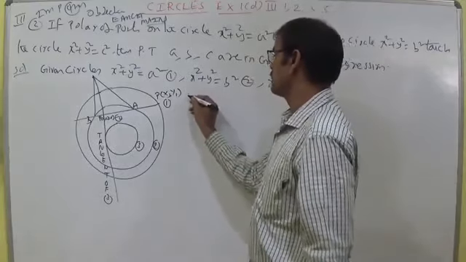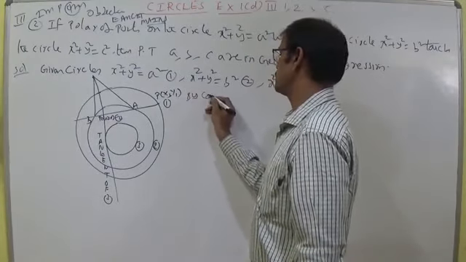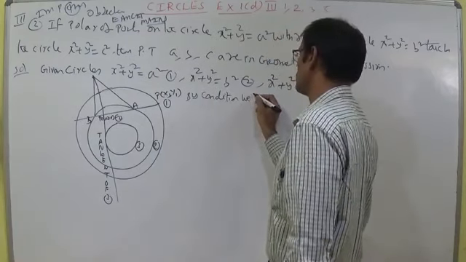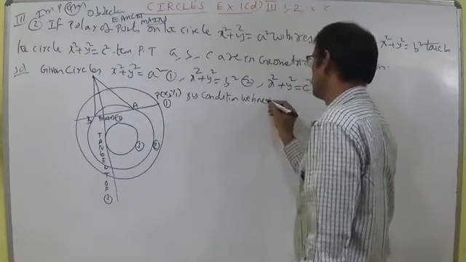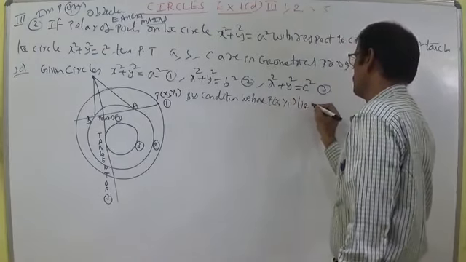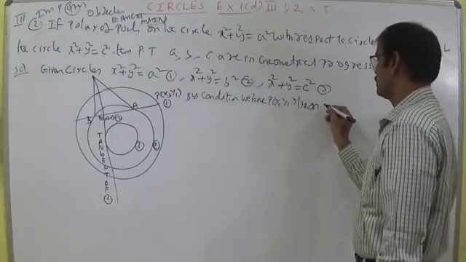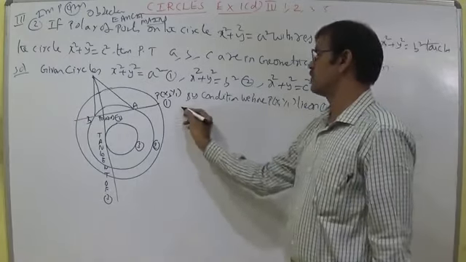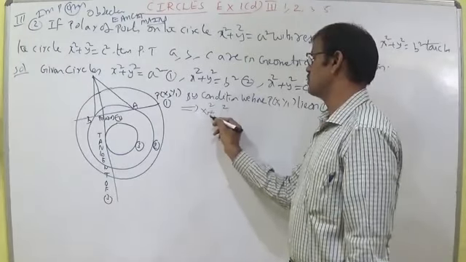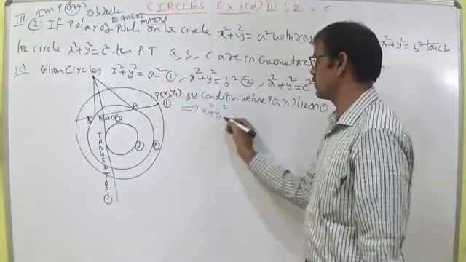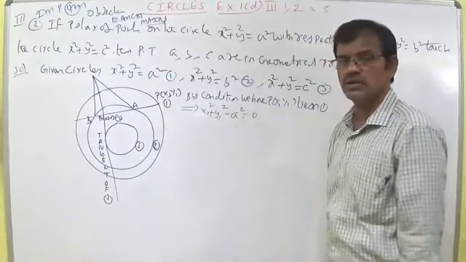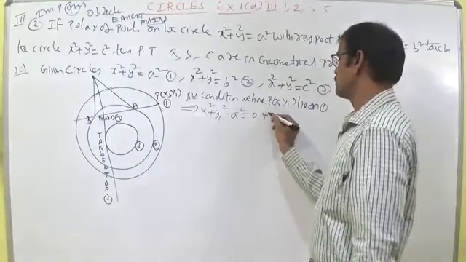Now, by condition I am writing. By condition we have P(x1, y1) lies on 1. Whenever P(x1, y1) lies on 1, then substitute the value instead of x and instead of y. So you write x1 square plus y1 square minus a square equal to 0. Let it be the fourth equation.